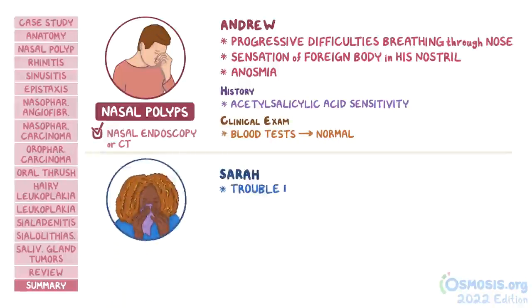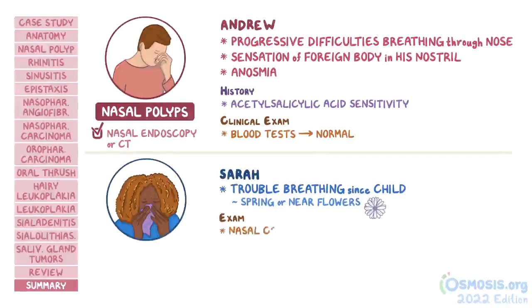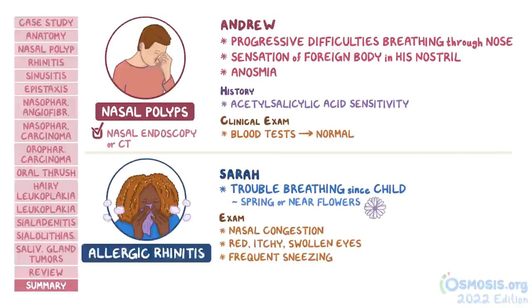Sarah said she had trouble breathing ever since she was a child, especially during the spring or when she's surrounded by flowers. On examination, she presents nasal congestion and red, itchy, swollen eyes with frequent bouts of sneezing. These symptoms, which appear in the context of allergen exposure, are suggestive of allergic rhinitis. The diagnosis can be confirmed by skin testing.